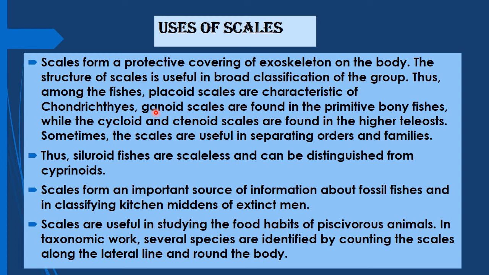So let us see the uses of scales. The scales form a protective covering, the exoskeleton, on the body. The structure of the scales is useful in broad classification of the group. Among the fishes, the placoid scales are the characteristic feature of Chondrichthyes. Ganoid scales are found in primitive bony fishes, while the cycloid and ctenoid scales are found in higher teleost fishes. Sometimes the scales are also useful in separating the orders and families of the class Pisces.